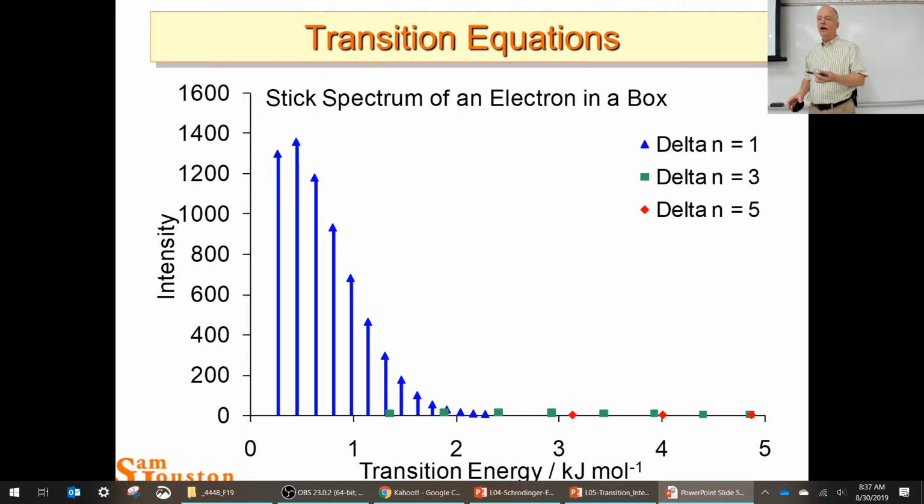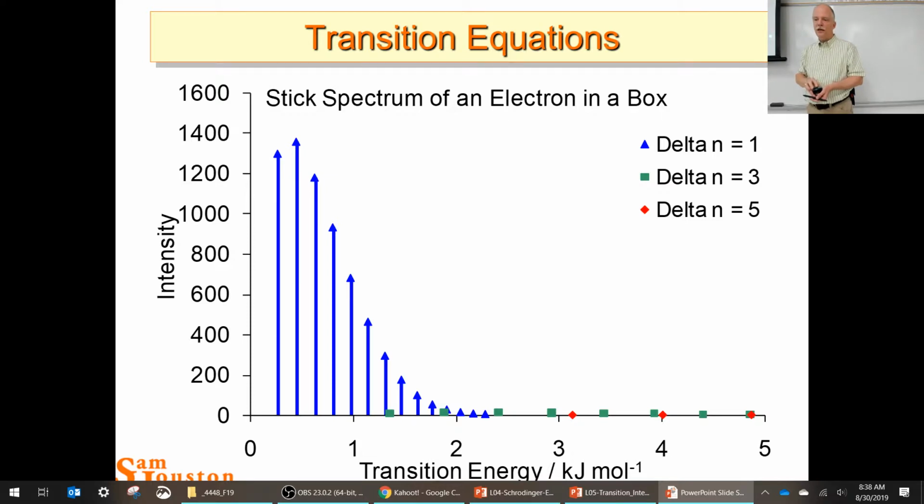And then the 5s are on there, the red ones. Notice how the 3s and the 5s are really tiny, probabilistically. They're really short, small peaks compared to the blue ones. So jumping by 1 is definitely more probable than jumping by 3 or 5. I didn't even show the 7s.